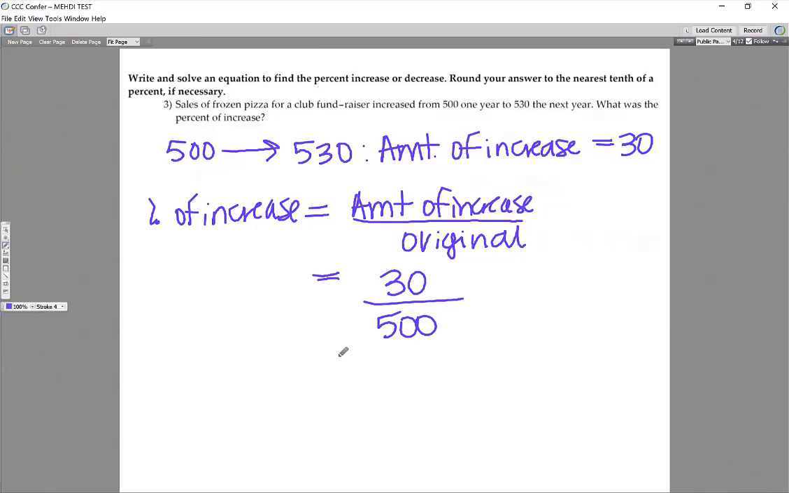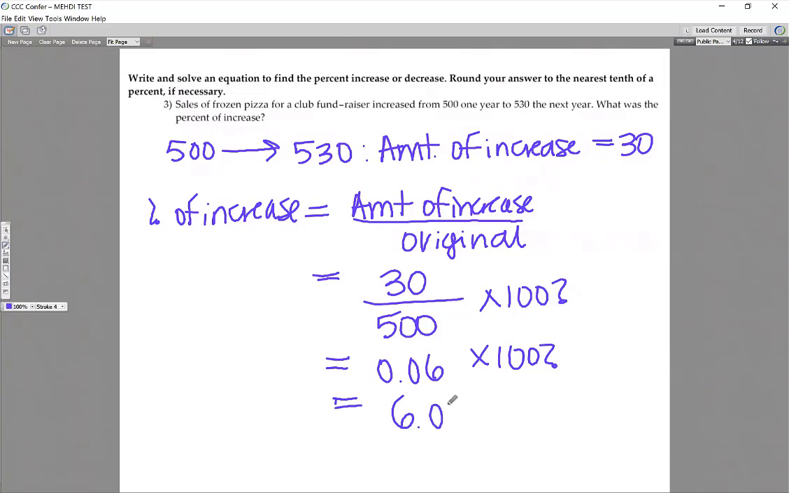And we punch that into our calculator. And don't forget to multiply this by 100%. So we're going to punch in 30 over 500, and we get 0.06 times 100%. So this becomes 6.0%. And it says to round answer to the nearest tenth. Right, so we have 6%.